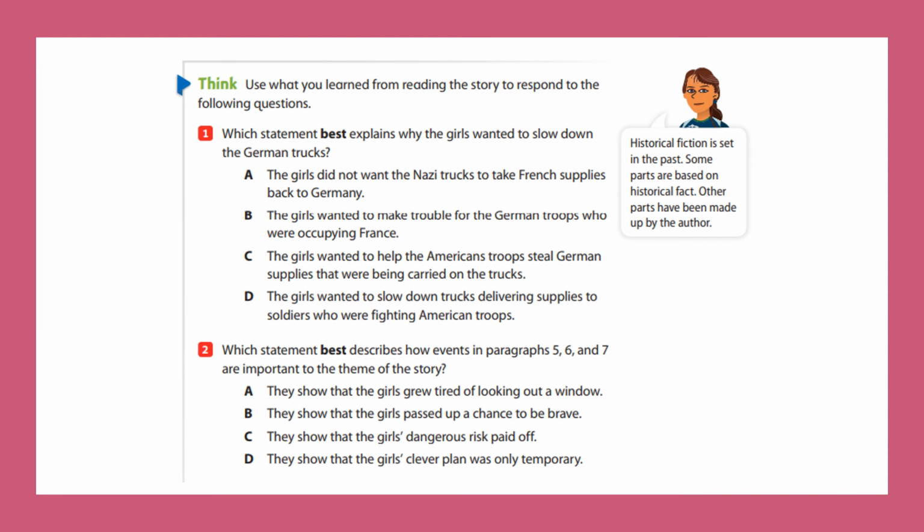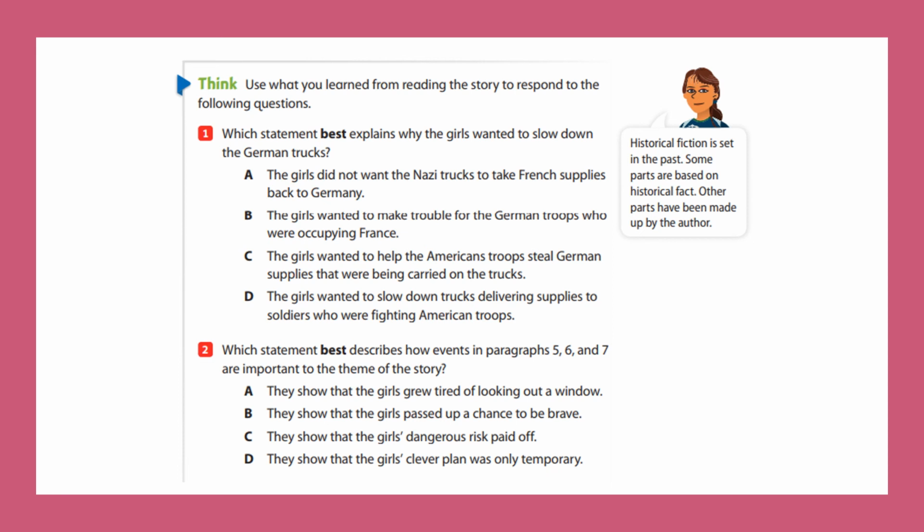Let's read the questions together. Number 1. Which statement best explains why the girls wanted to slow down the German trucks? A. The girls did not want the Nazi trucks to take French supplies back to Germany. B. The girls wanted to make trouble for the German troops who were occupying France. C. The girls wanted to help the American troops steal German supplies that were being carried on the trucks. D. The girls wanted to slow down trucks delivering supplies to soldiers who were fighting American troops.